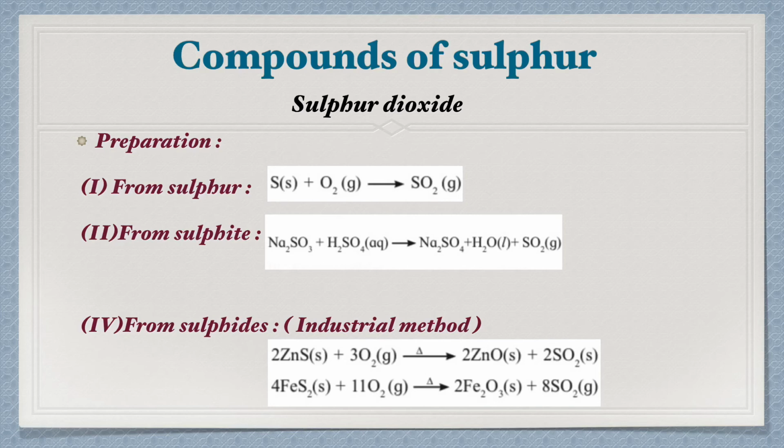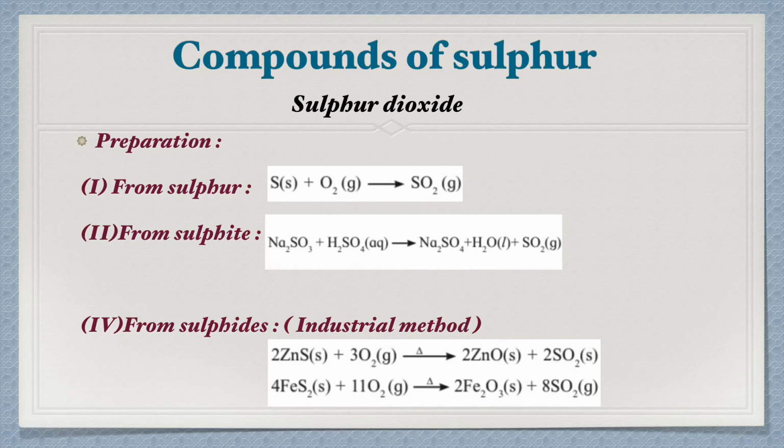Okay, next one, from sulfides. Over here we are using sodium sulfide. So sodium sulfide reacts with dilute sulfuric acid to give sodium sulfate, water, and sulfur dioxide. So this method of preparation is done in the laboratory.